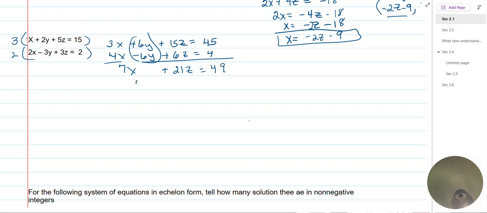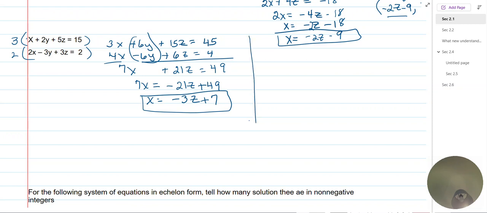I'm going to solve for x. 7x equals negative 21z plus the 49. I'm going to divide by 7: negative 3z plus 7. Does everybody believe that? All right. So this is the dependent system for x. So now we're going to use that to figure out y.